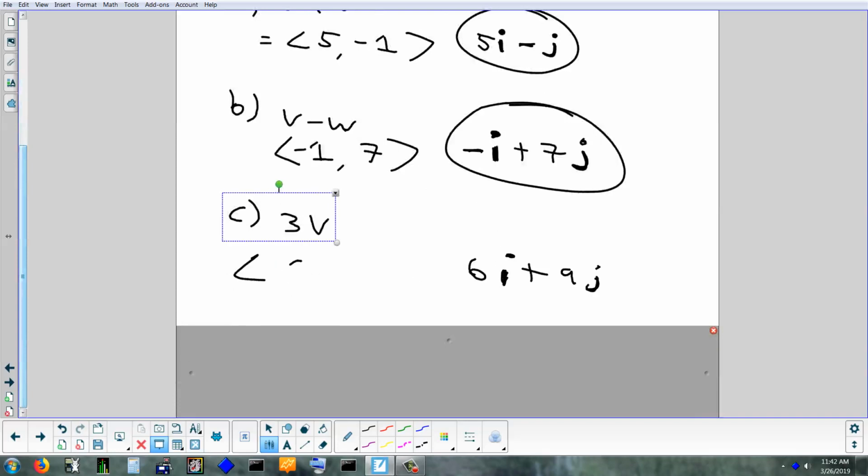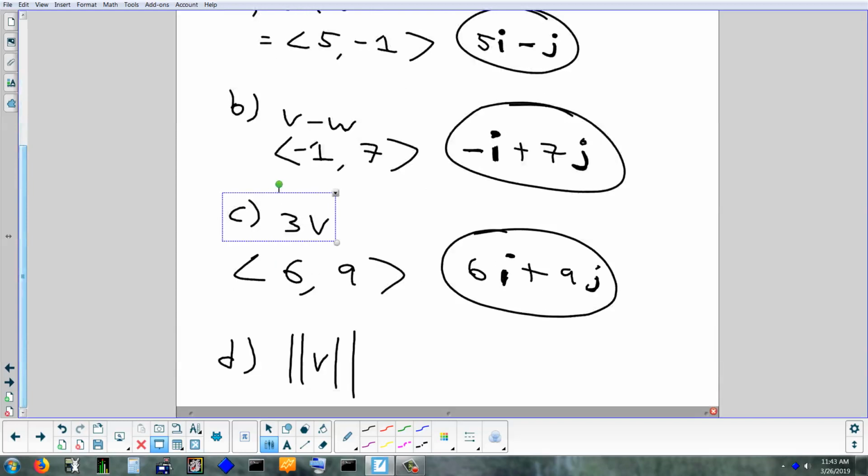Or, if you wanted to write it, 6, comma, 9, but don't mix the two, all right? If you write it with the brackets, you don't put letters. You just put numbers. Questions on that? Okay, and now let's look at this one.